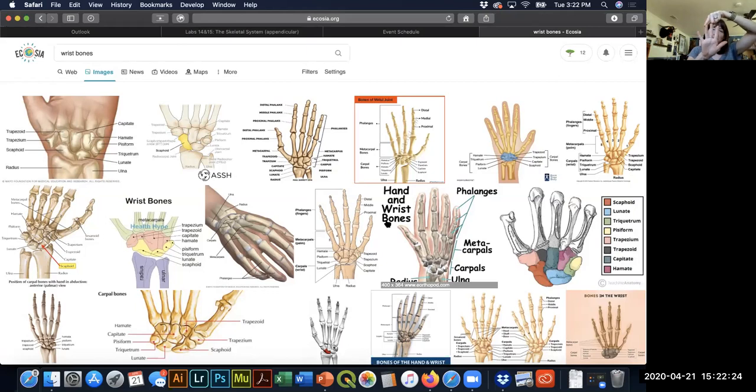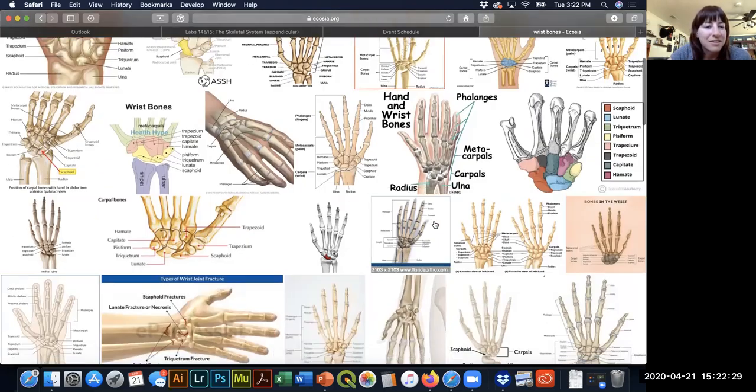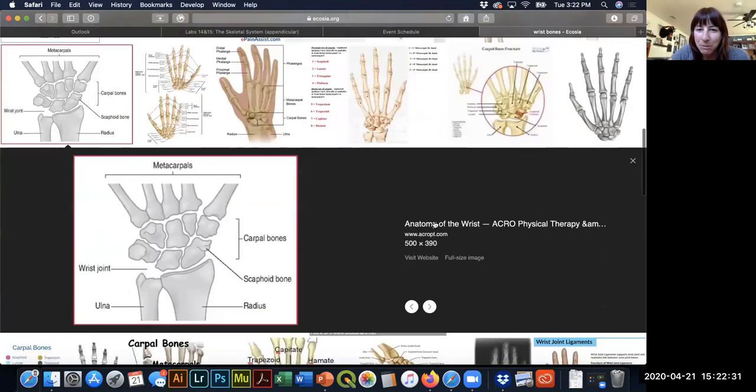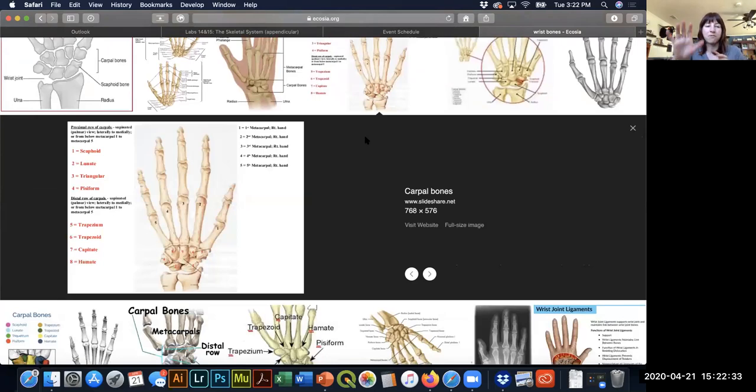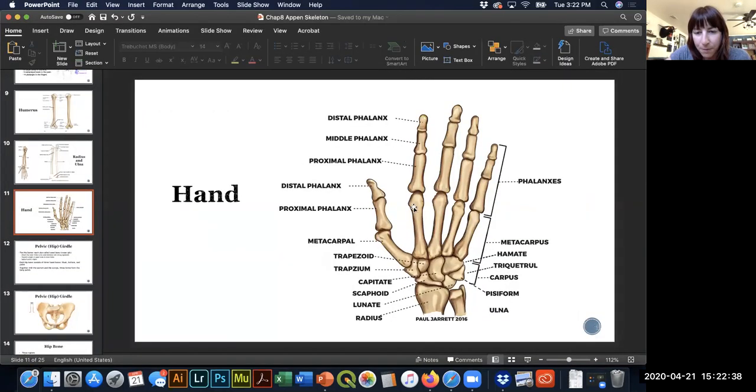It goes 1, 2, 3, 4, 5, which is weird. So the actual way in anatomy, I'm trying to remember, yeah, it's thumb first. 1, 2, 3, 4, 5. So metacarpal 1, metacarpal 2, metacarpal 3, 4, and 5. And your phalanges have a distal, a middle, and a proximal. And singular for phalanges is phalanx, okay?